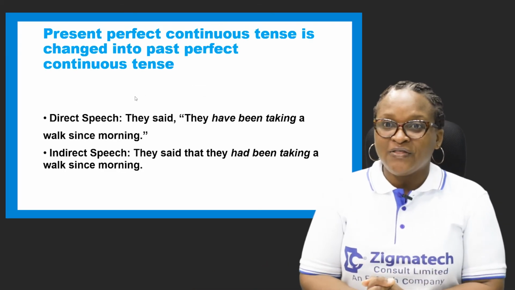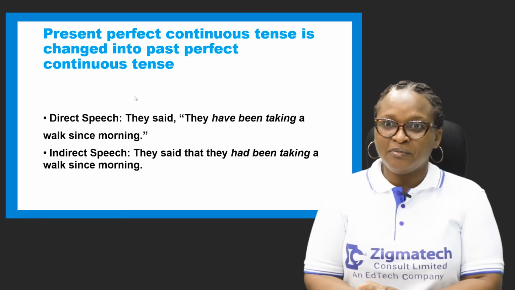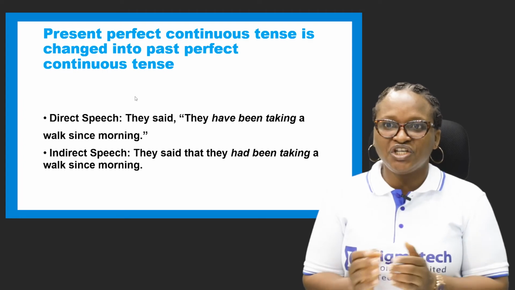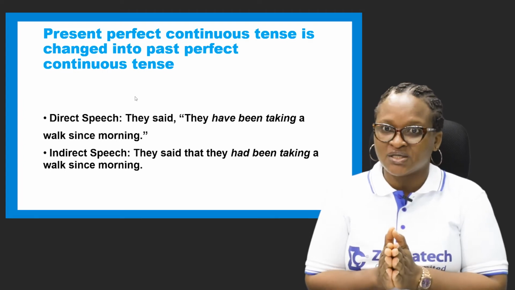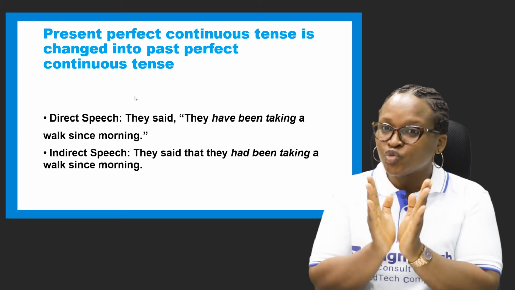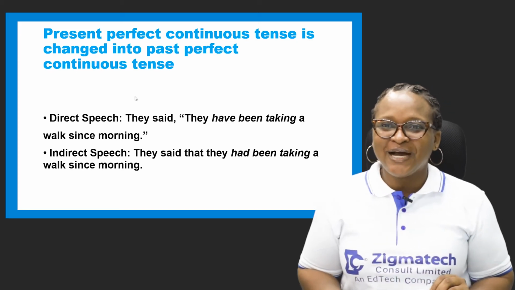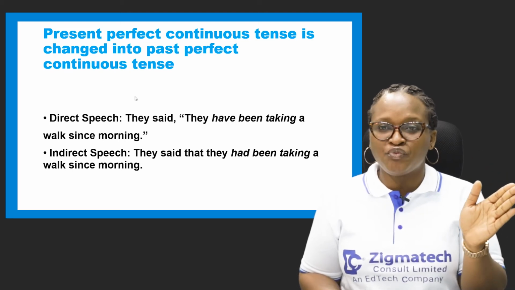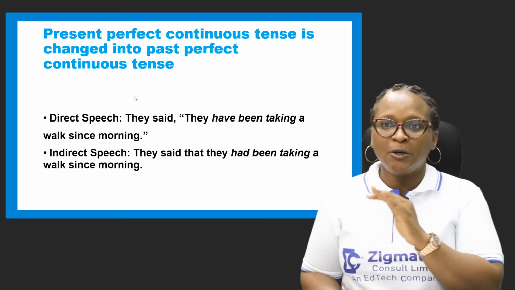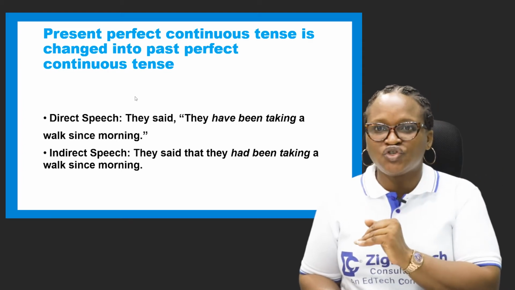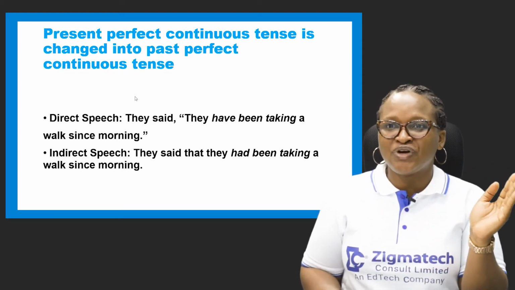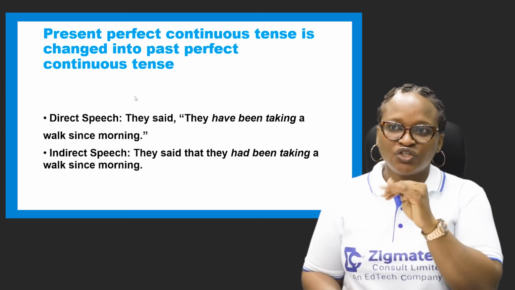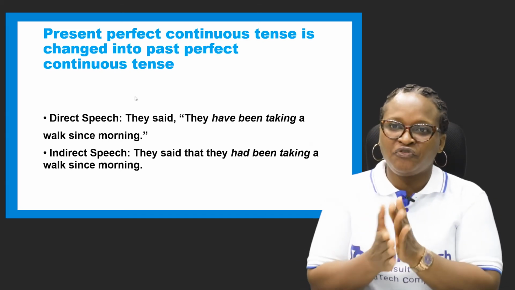All right, let's look at another tense rule that must appeal to us, and that is the present perfect continuous tense is changed into past perfect continuous tense. Please, let's not get it twisted. Permit me to use that word, but we must learn these things. Remember we said simple present changes to simple past, and present continuous changes to past continuous. We said the present perfect changes to past perfect, and now we are saying that present perfect continuous tense changes to past perfect continuous tense.